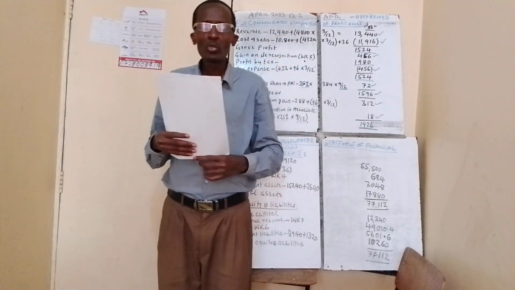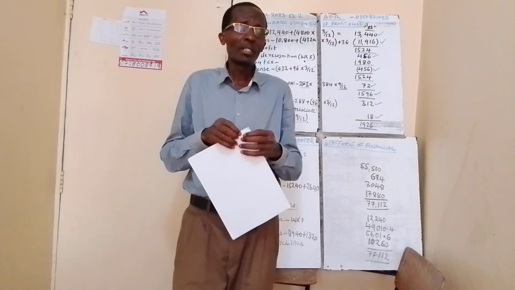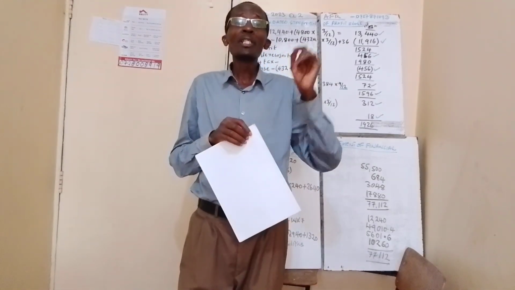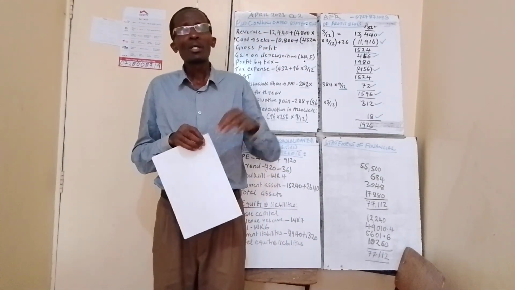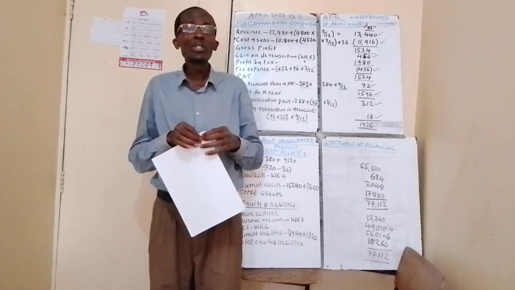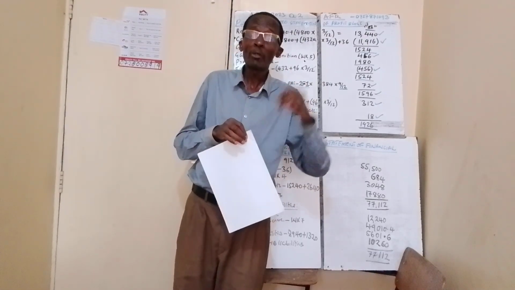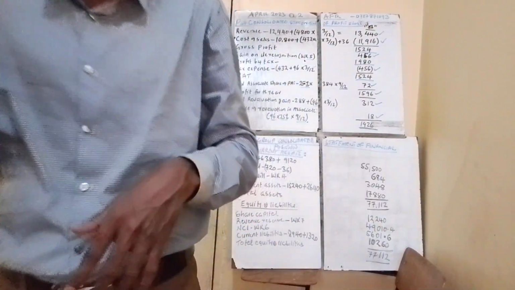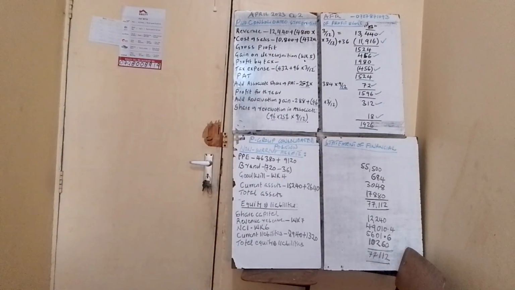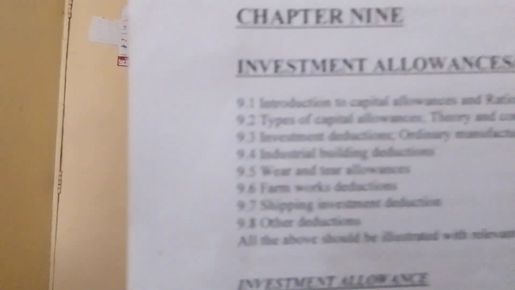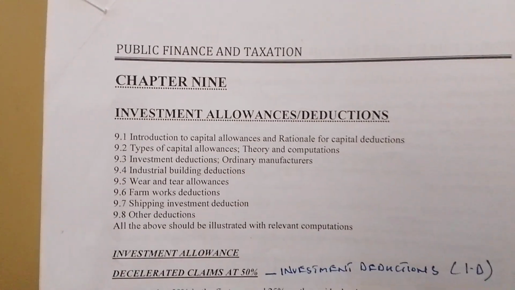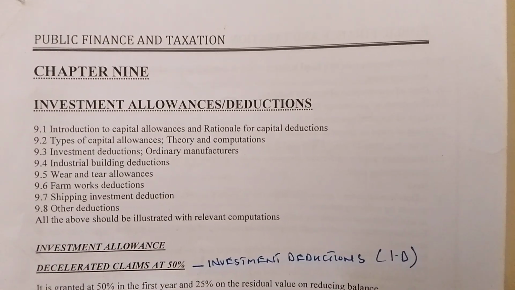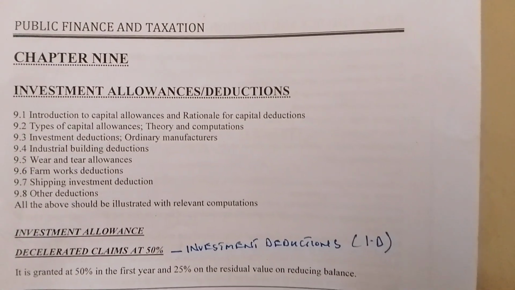But note here, those items which will be granted investment allowance at 50% are one, buildings where manufacturing takes place, or machines and equipment which help in the manufacturing process. Okay, that's a point. I can present that one to you if you do not have the book. If you do not have the book, it's chapter 9, and you can still see the chapters there which are covered under the investment allowances deductions.